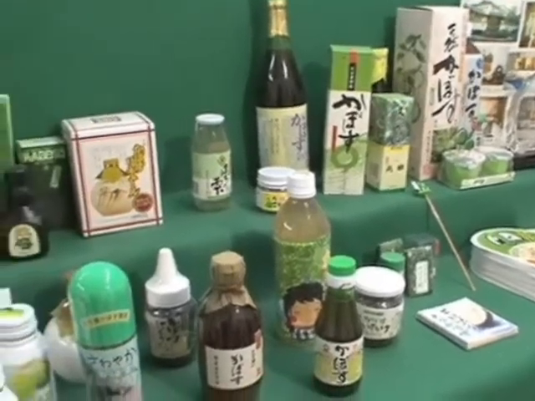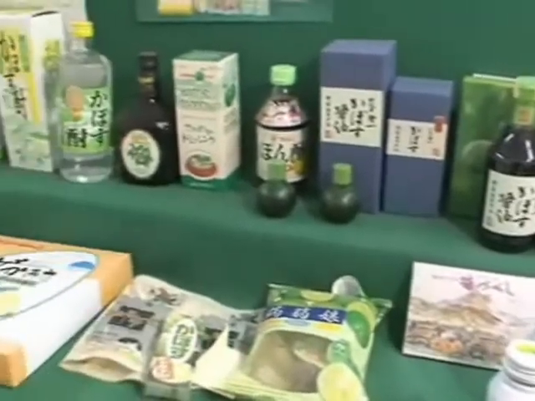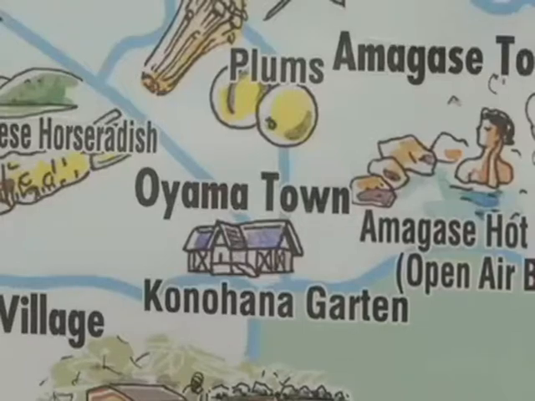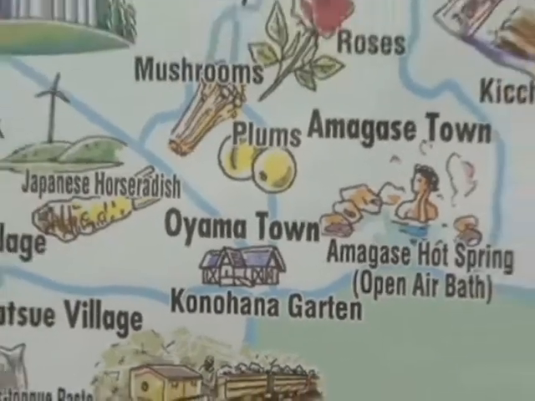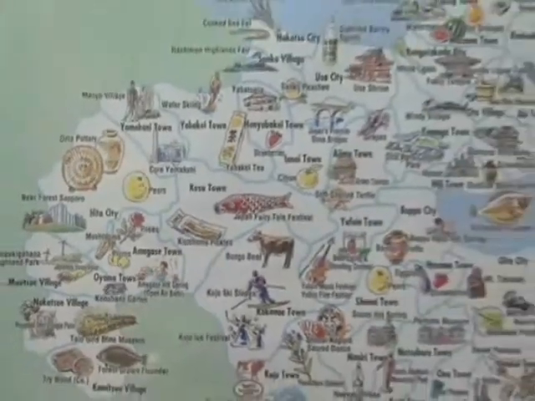Oyama's ideas eventually spread throughout the entire prefecture. In 1979, Oita Prefecture began the One Village, One Product movement. Different communities developed their own specialty products to compete on a national level.